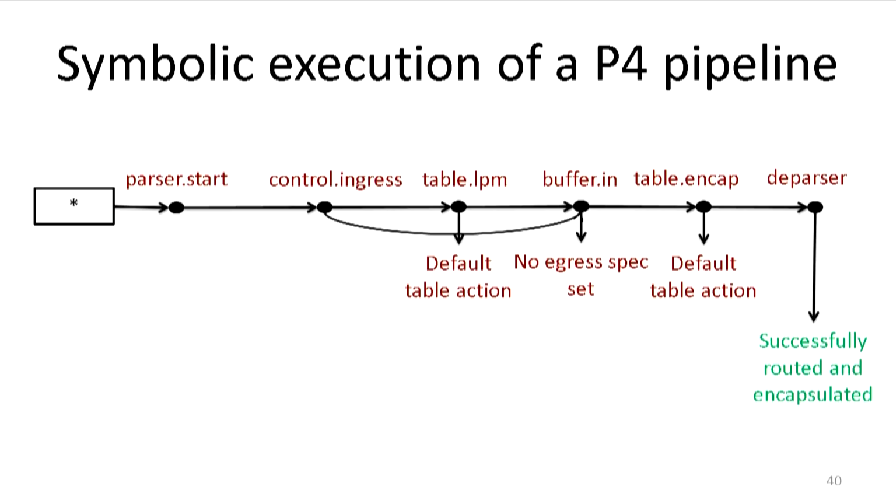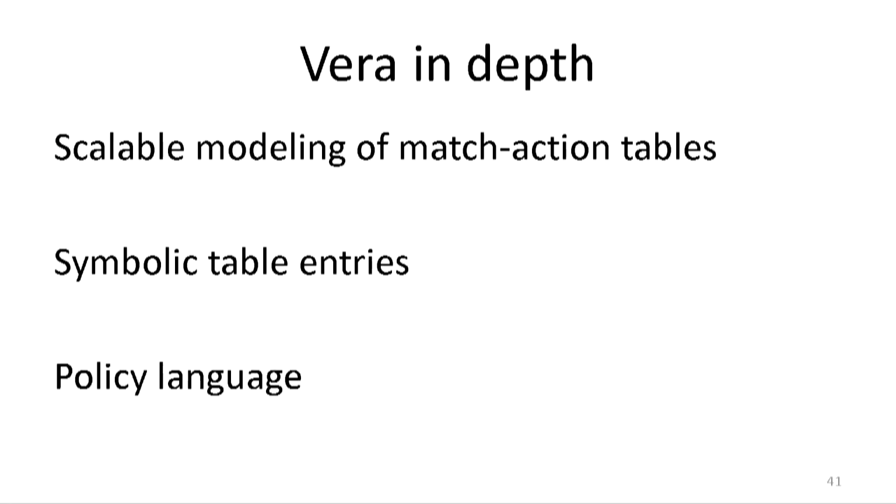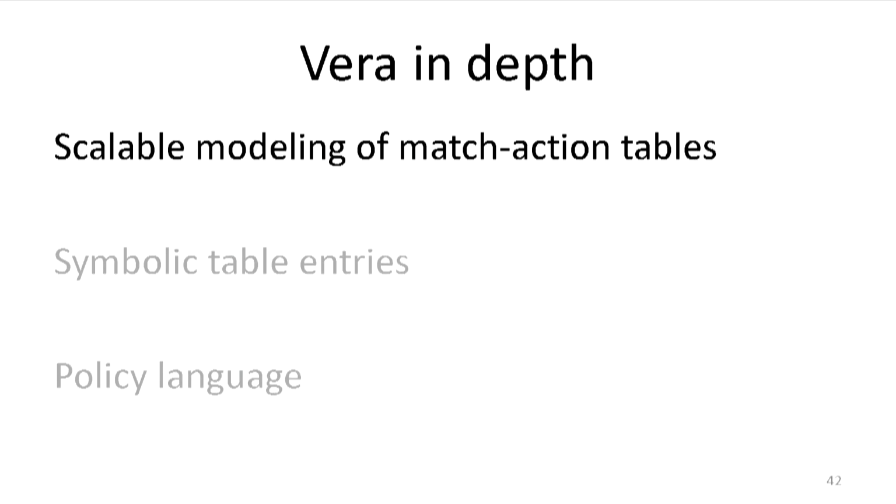Okay, now I'll switch gears a bit and dig into the nitty-gritty details of Vera. There are 3 things to look at. First of all, scalable modeling of match action tables. Symbolic table entries, this is the case where concrete table entries are not available or we don't have a controller to test our P4 program against. And lastly, the implementation of the policy language. I only have time for one. Please look at the paper for the rest. I promise they're pretty interesting.